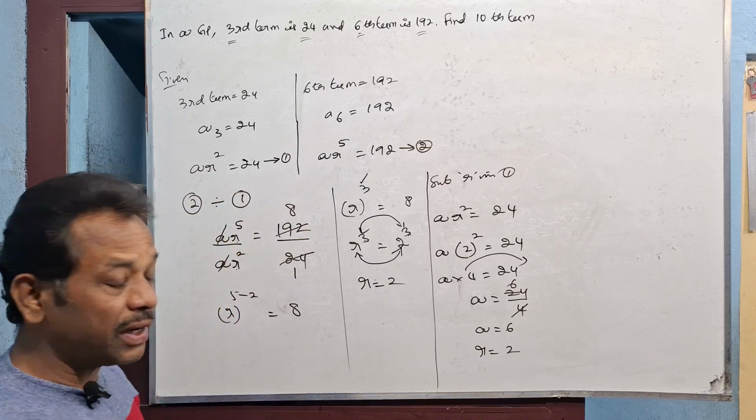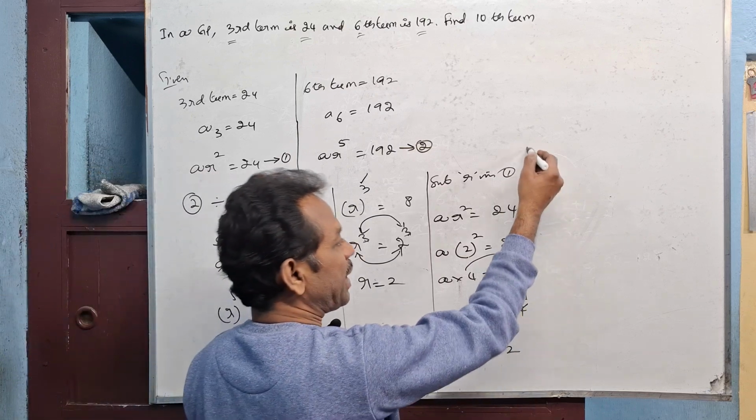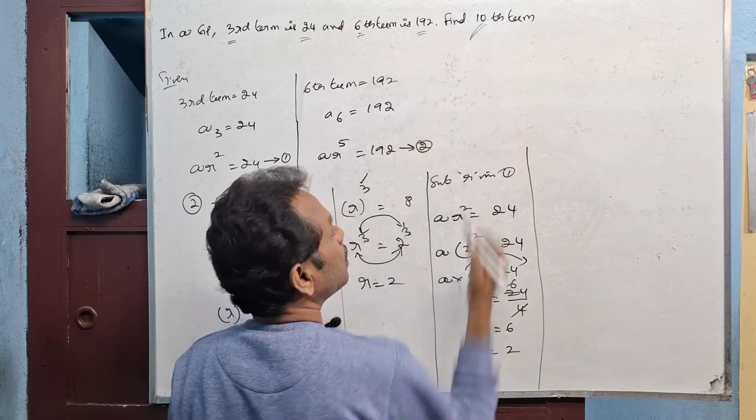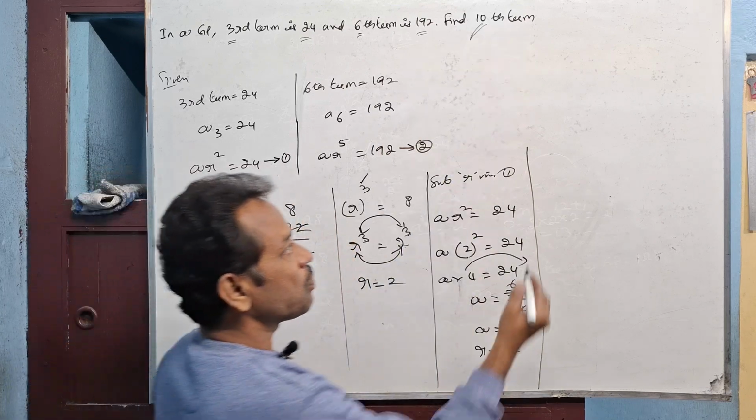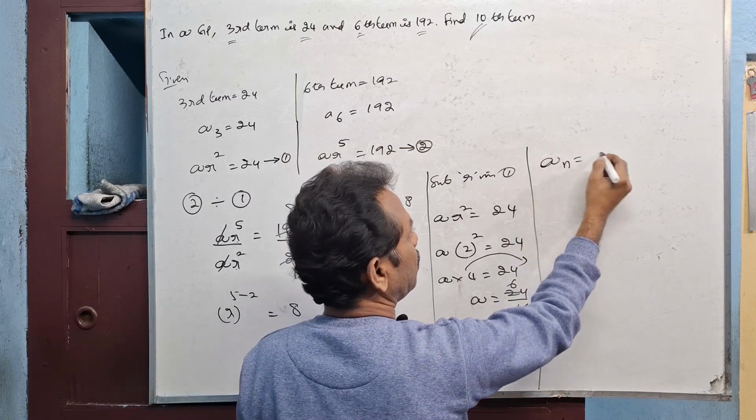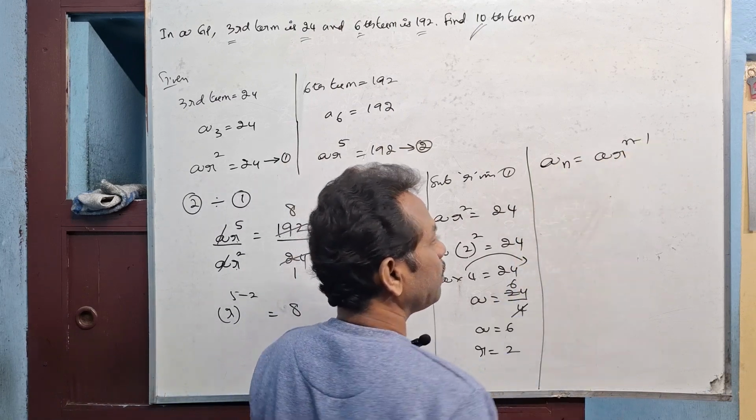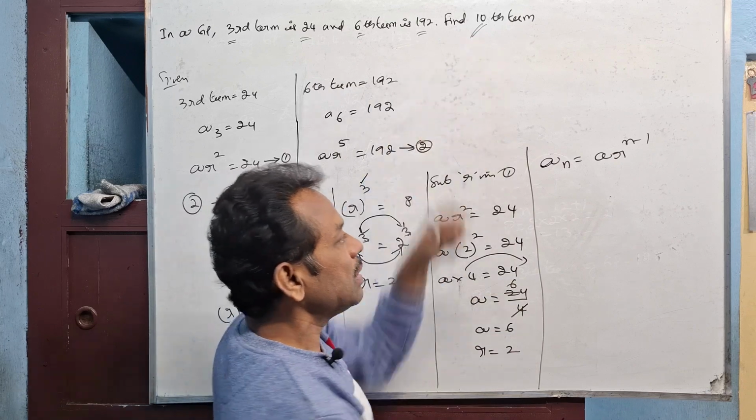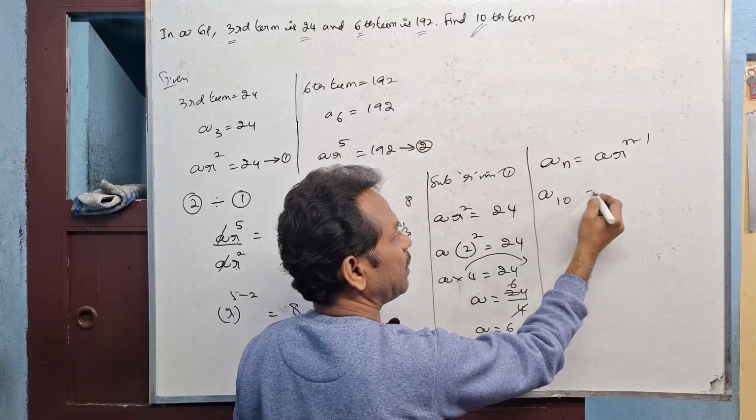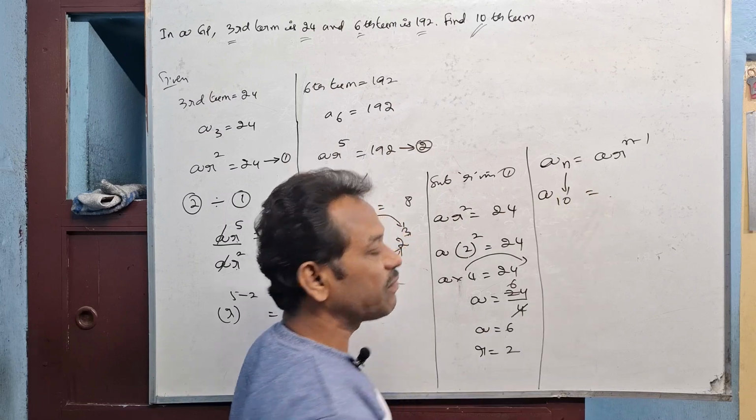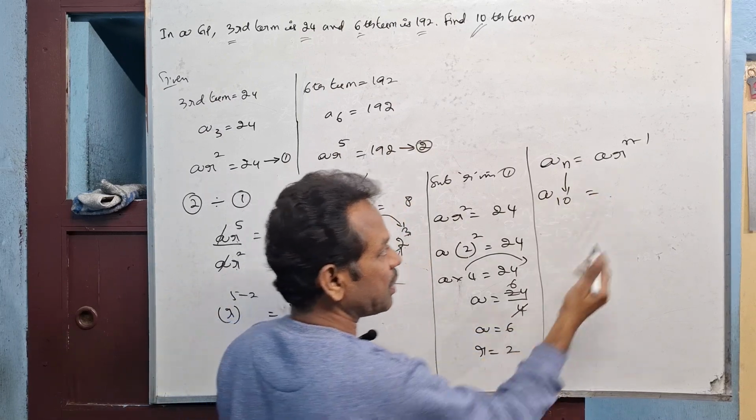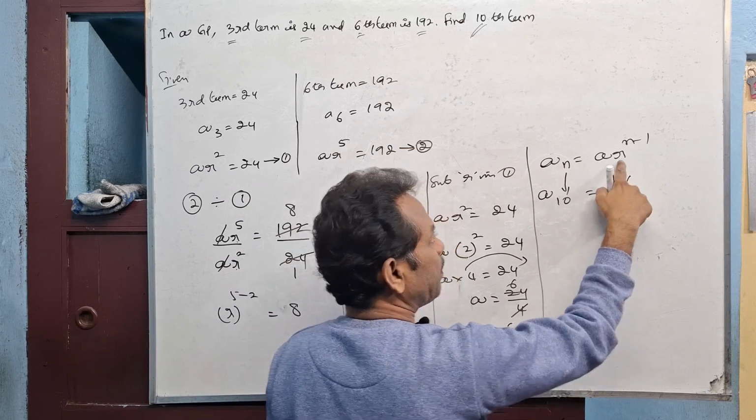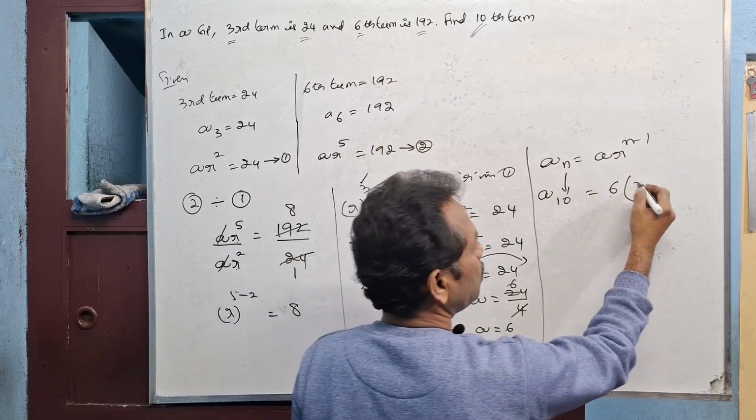So now we know the A value and R value. My requirement is the 10th term. To find a particular term, we need the nth term formula: An equal to A R to the power of n minus 1. My requirement is the 10th term, which is nothing but A10. A10 equal to, from now onwards the value of n is 10. So in the place of A, let me take 6, into, in the place of R, let me take 2 to the power of n.